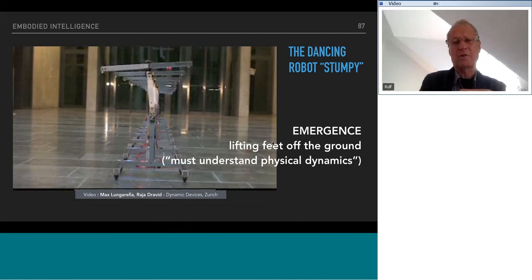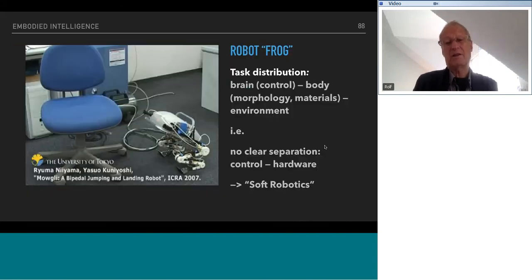Now, you saw also that the robots were lifting off the feet from the ground. And if you look at the control only, there's no way in which there's lifting of the feet. You have to understand how the control is embedded into the physical system, and you have to understand the physical dynamics.